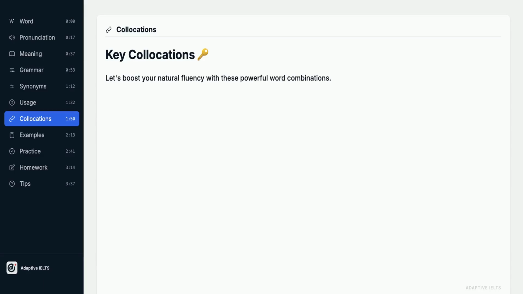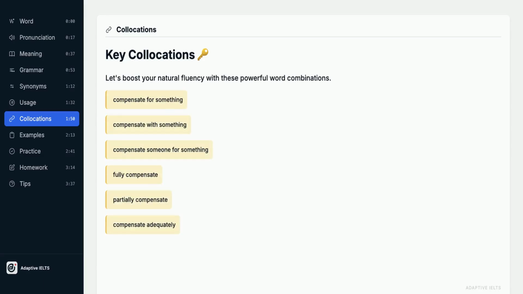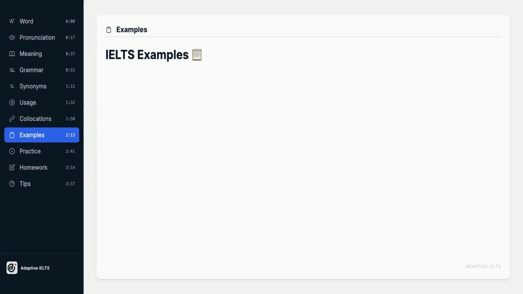Let's boost your natural fluency with these powerful word combinations. Common collocations include compensate for something, compensate with something, compensate someone for something, fully compensate, partially compensate, compensate adequately, compensate properly, compensate effectively.